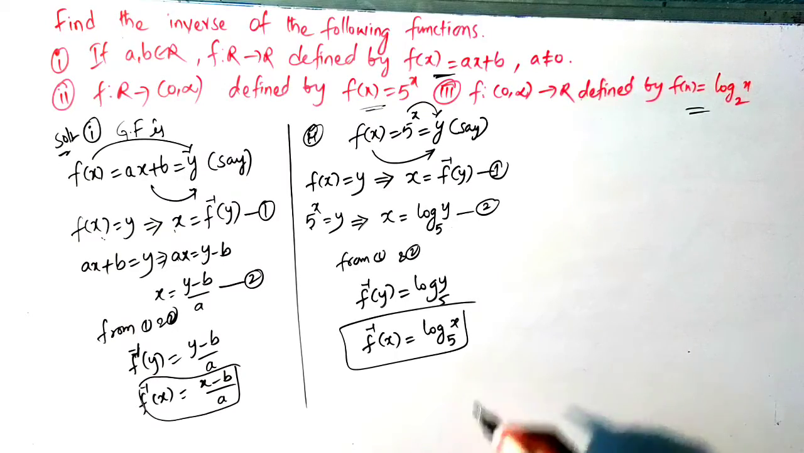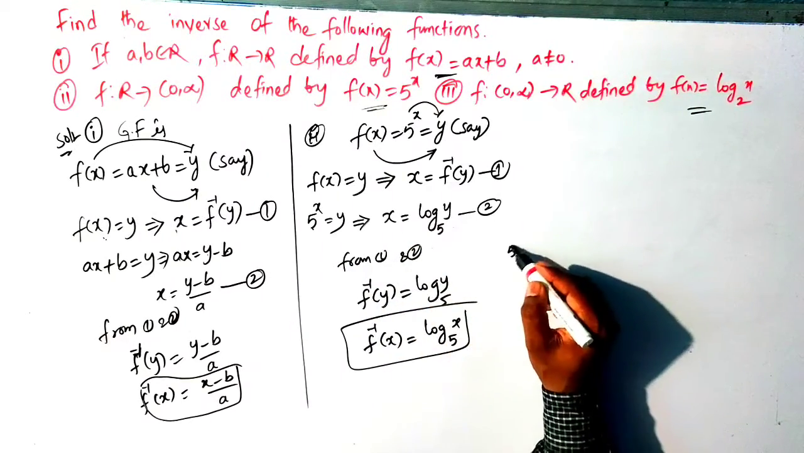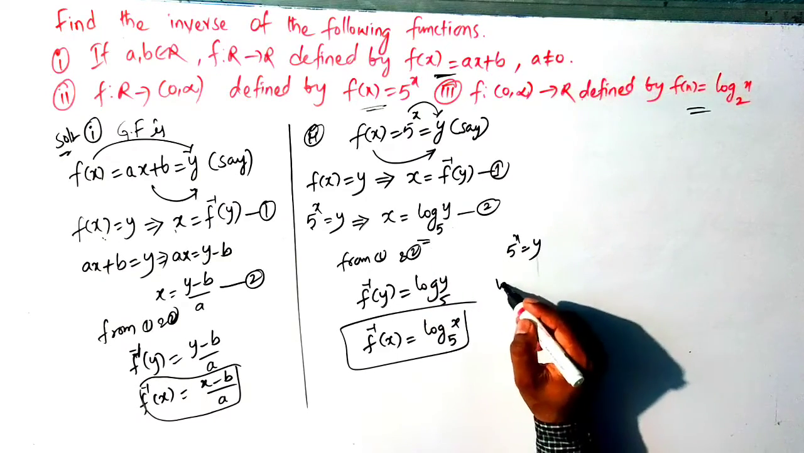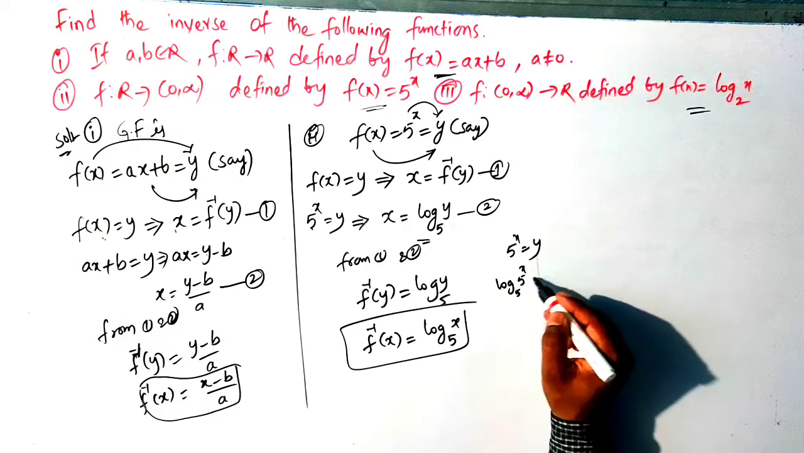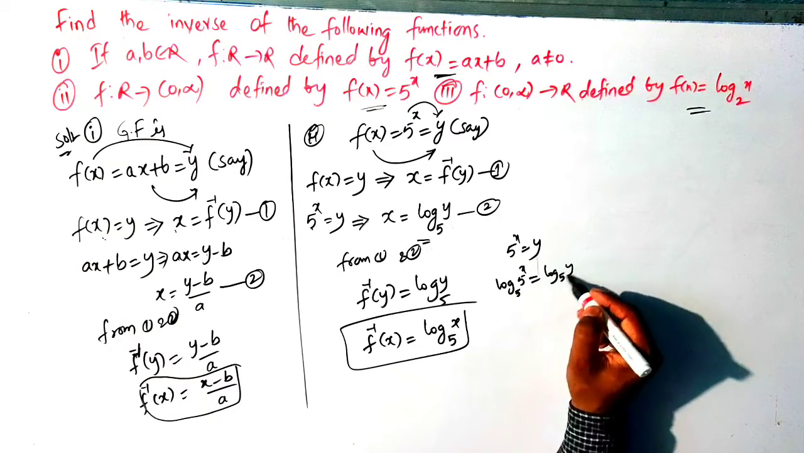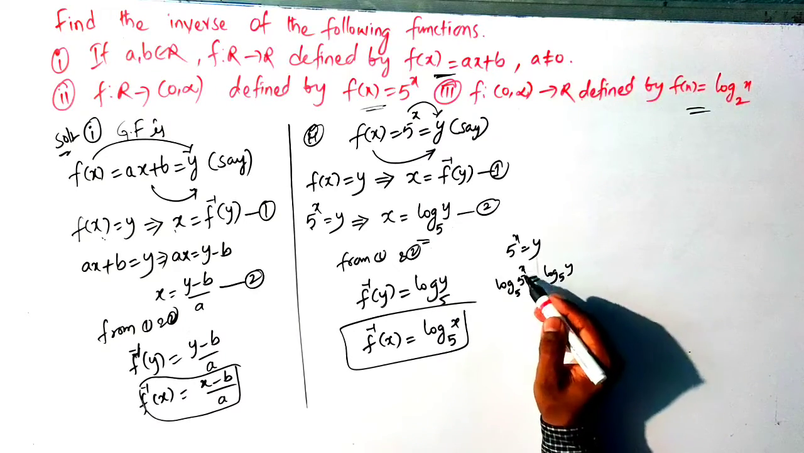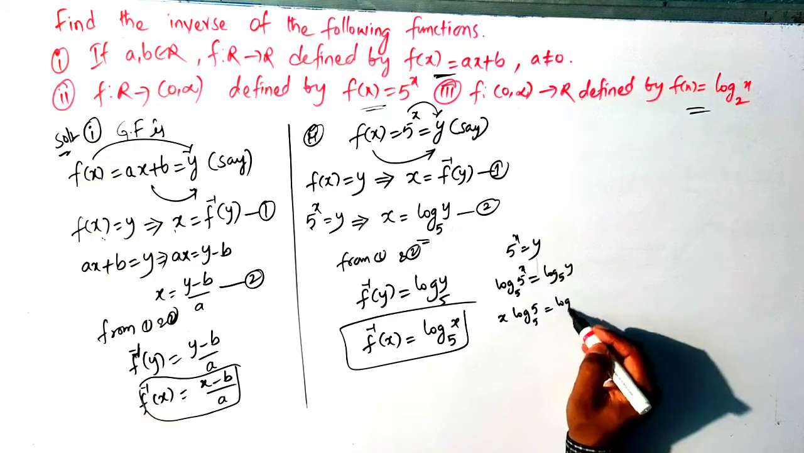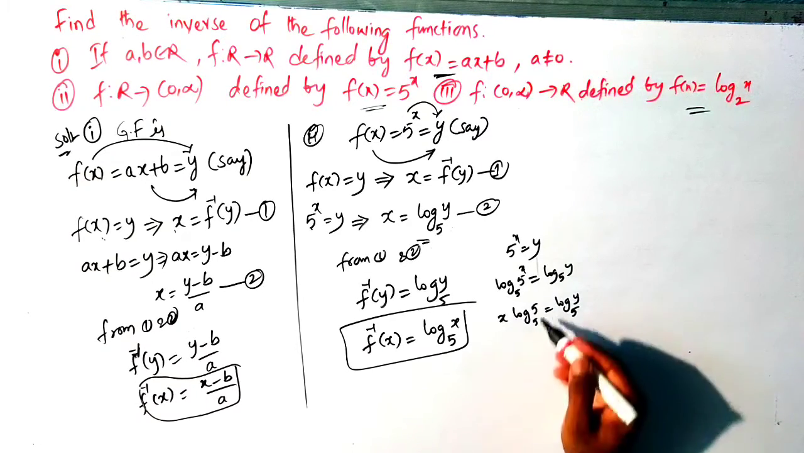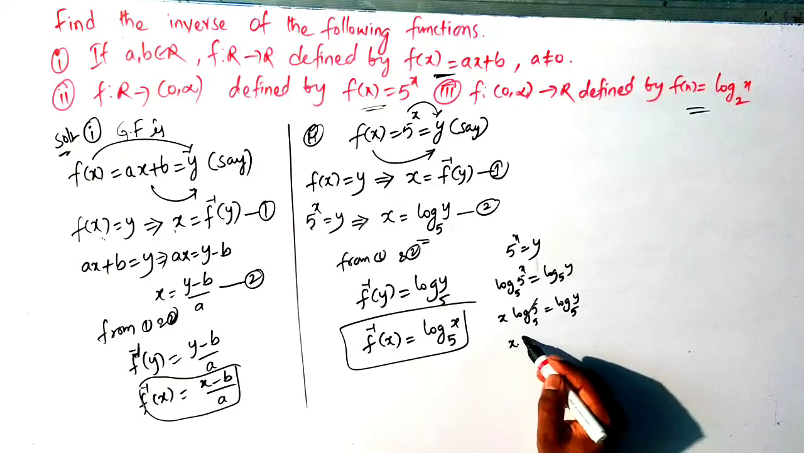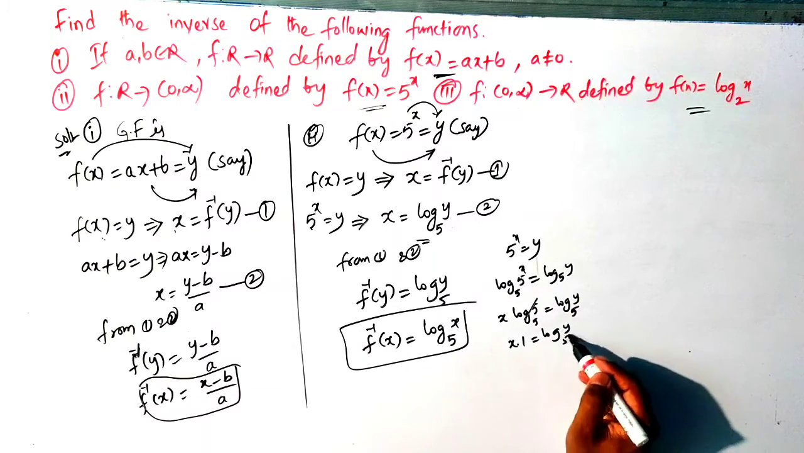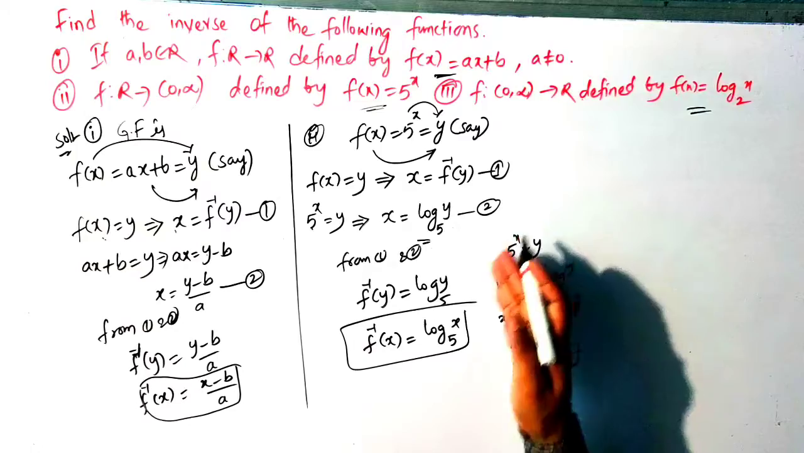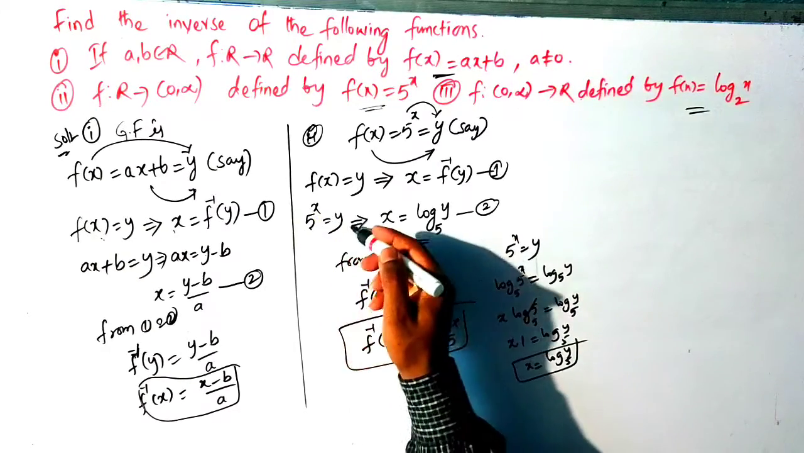Both sides we are applying logarithm. We have 5 power of x equals y, so both sides we apply log base 5. Log of 5 power of x can be written as x times log 5 base 5. Log 5 base 5 is nothing but 1, equals log y base 5. So x equals log y base 5. We don't need to take the total values; directly, 5 goes to the other side and we get log base 5.